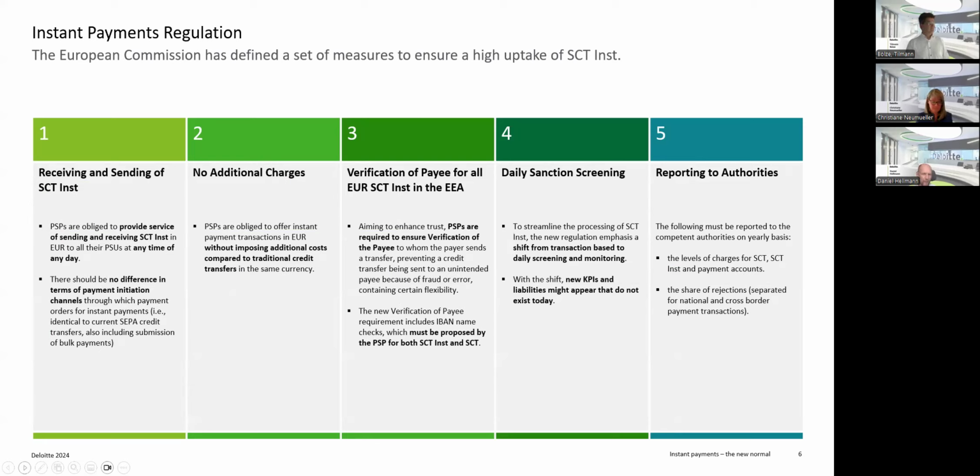I will now jump back to point number 3. That's also a very hot topic and widely discussed in the industry. It's the verification of payee for all SEPA instant credit transfers in the European euro area. And this is a measure or a requirement that targets especially consumer protection, as outlined also in the retail payment strategy.